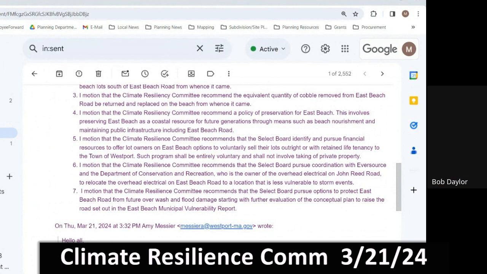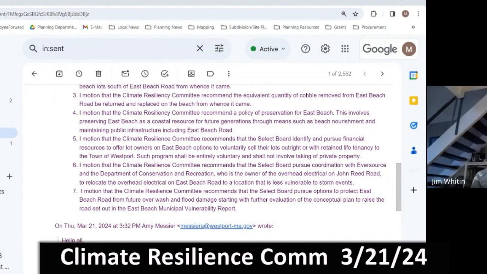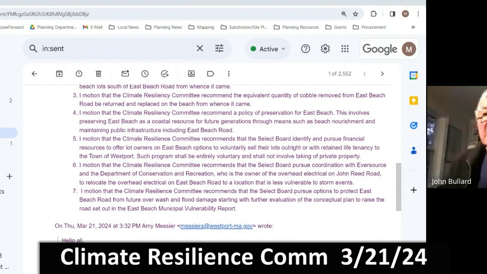Is this Bob Daler, is this your motion? This is my motion, and I so move it. Is there a second? Second. Jim Whiten? Second. Okay. Any discussion on this, Kevin? My only concern is if you're going to relocate this electrical line and infrastructure, and I don't know if this is the proper forum to suggest that, but where would it be relocated to, and how would it be utilized to serve the property owners that it now serves if it's relocated?